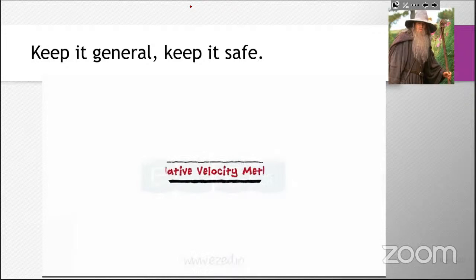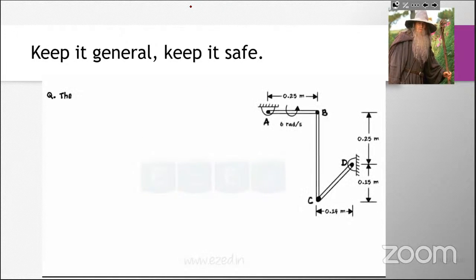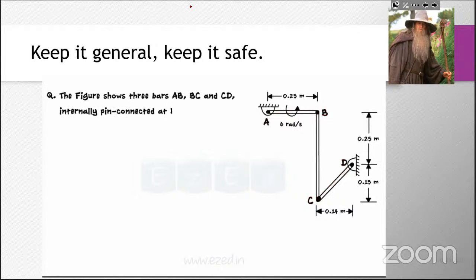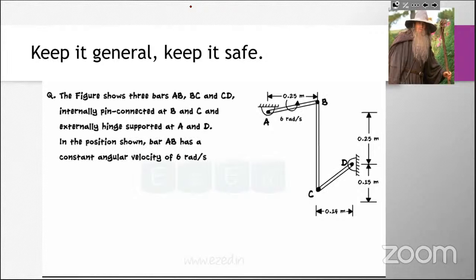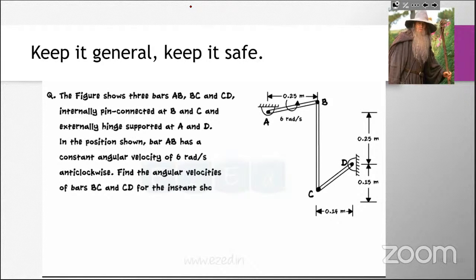Let's take an example and solve it by relative velocity method. The figure shows 3 bars, AB, BC and CD. Internally pin connected at B and C, and externally hinge supported at A and D. In the position shown, bar AB has a constant angular velocity of 6 radians per second anti-clockwise. Find the angular velocities of bars BC and CD for the instant shown.